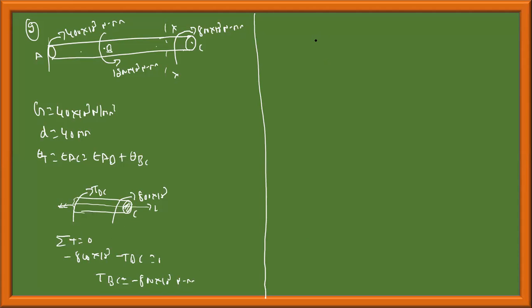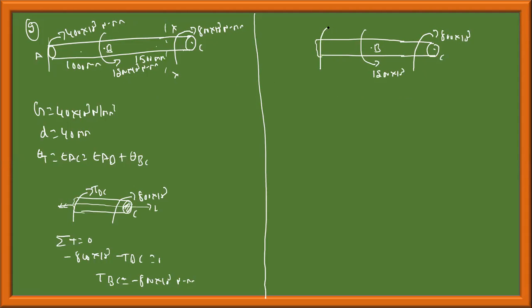Next section, TAB. This is C. This is B. This is my section. The section length is 1000 mm, and 1500 mm. This is 800, acting in the clockwise direction. This is 1200 into 10 power 3, acting in the counterclockwise direction, hence this is positive. I will take a torque which is acting away from the section, which is also in clockwise direction. This is torque TBC, therefore it is negative.